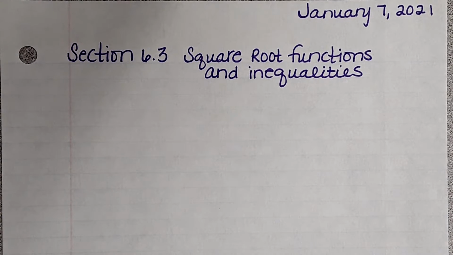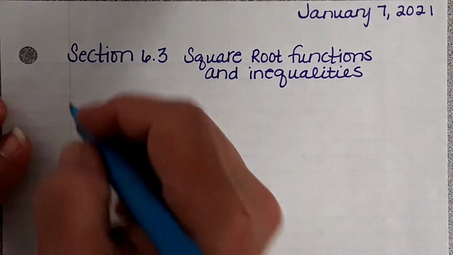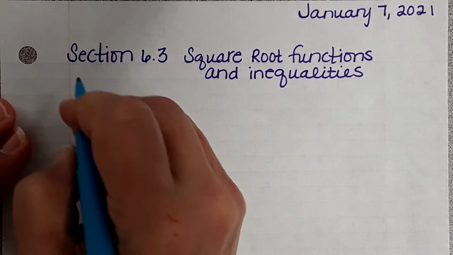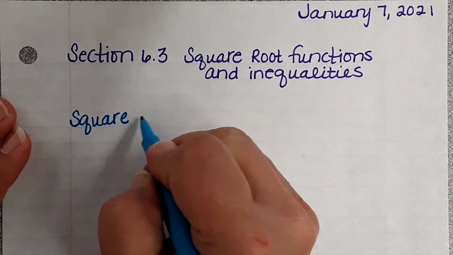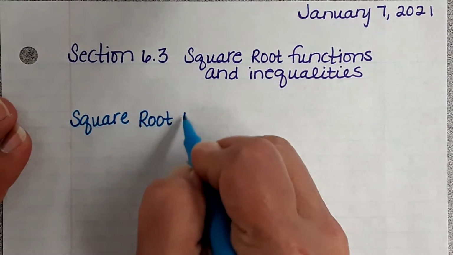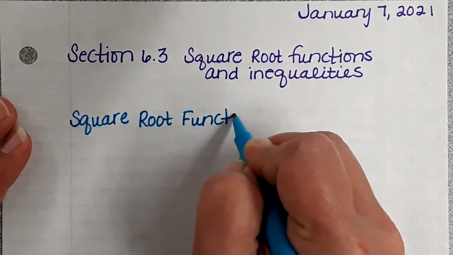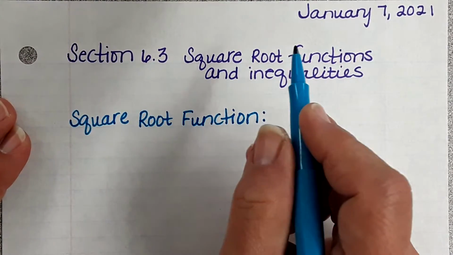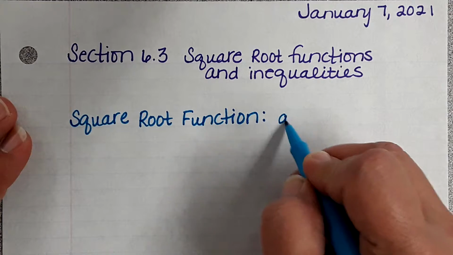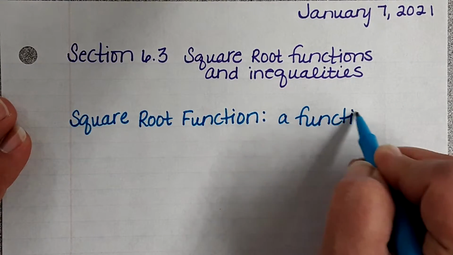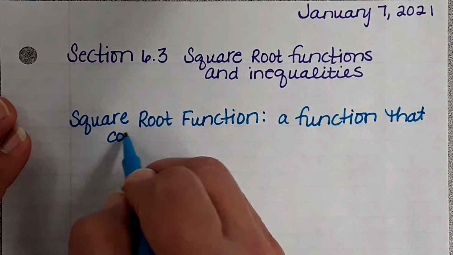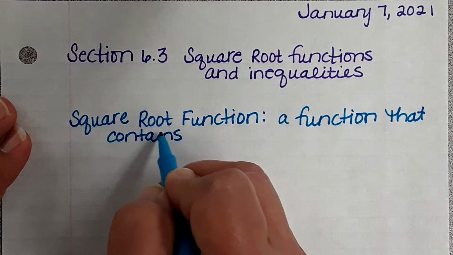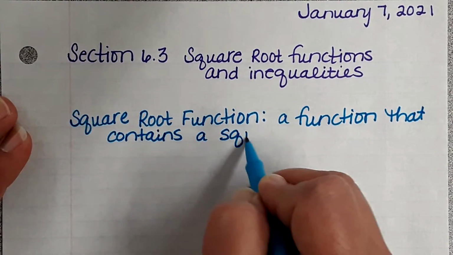Okay? So, what is a square root function? A square root function is a function that contains a square root. So let's start with that. That's why our do now had the square roots in it. So a square root function, and you probably recognize this from your vocabulary that we did last quarter, is a function that contains a square root.